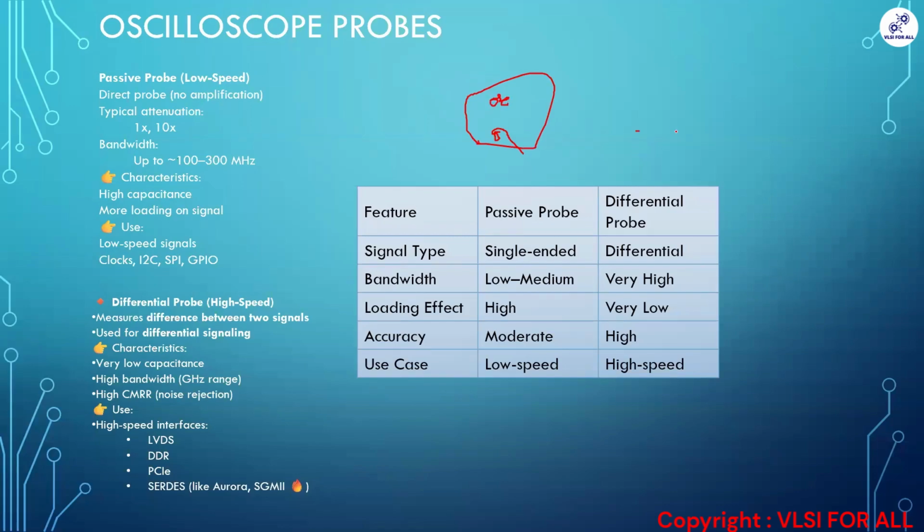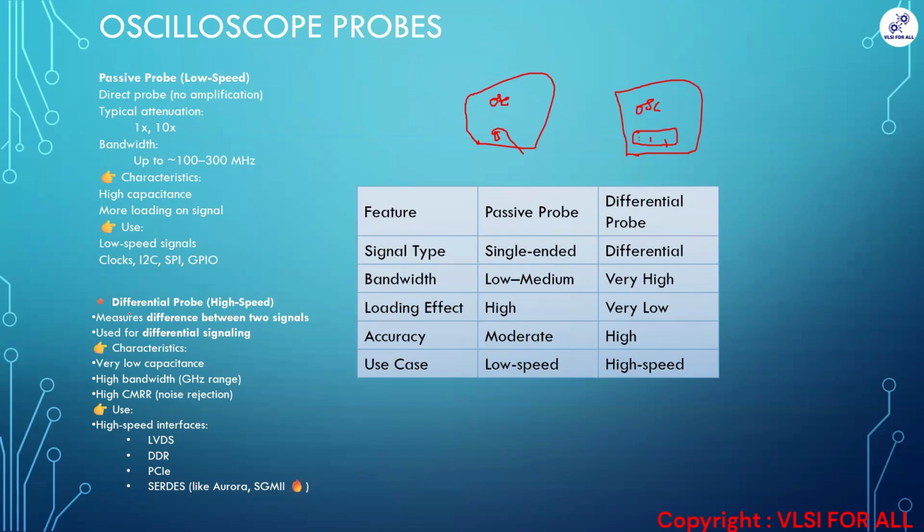But differential probes will have golden tips on another end. So in the oscilloscope, we'll be connecting that golden tip here. The passive probe is used for low speed IPs. It is a direct probe, no amplification is required. Typically attenuation rate will be 1x to 10x, and bandwidth is 100 to 300 megahertz. Its characteristics are high capacitance and more loading on a signal. It is for low speed IPs like I2C, SPI, GPIO.